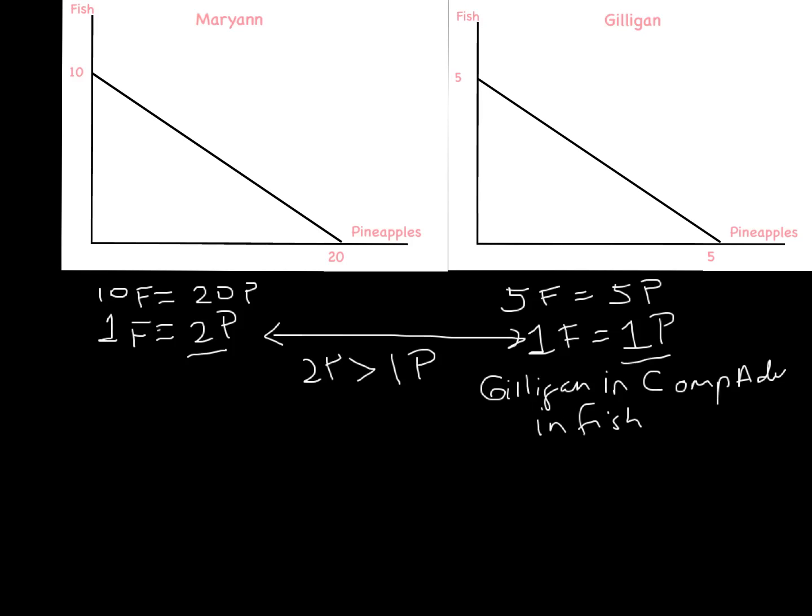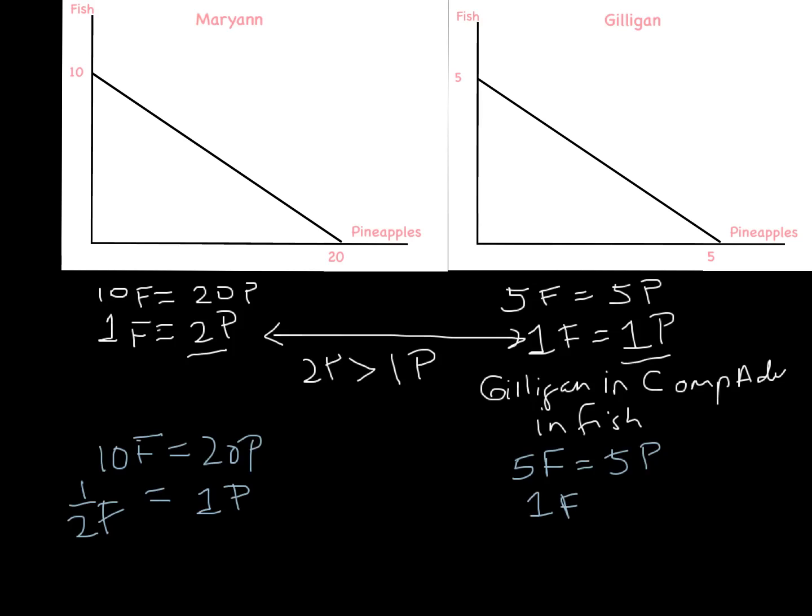To prove that, let's calculate the opportunity cost of pineapples for her and for him. Starting off with 10 fish equals 20 pineapples, we want to know the opportunity cost of 1 pineapple for her. We divide both sides by 20, and that leaves 1/2 a fish. So every time Marianne spends her time getting a pineapple, she's giving up the ability to catch half a fish. Looking at him, he's going to have this 1-to-1 trade-off again. So 1 pineapple is him not getting 1 fish.